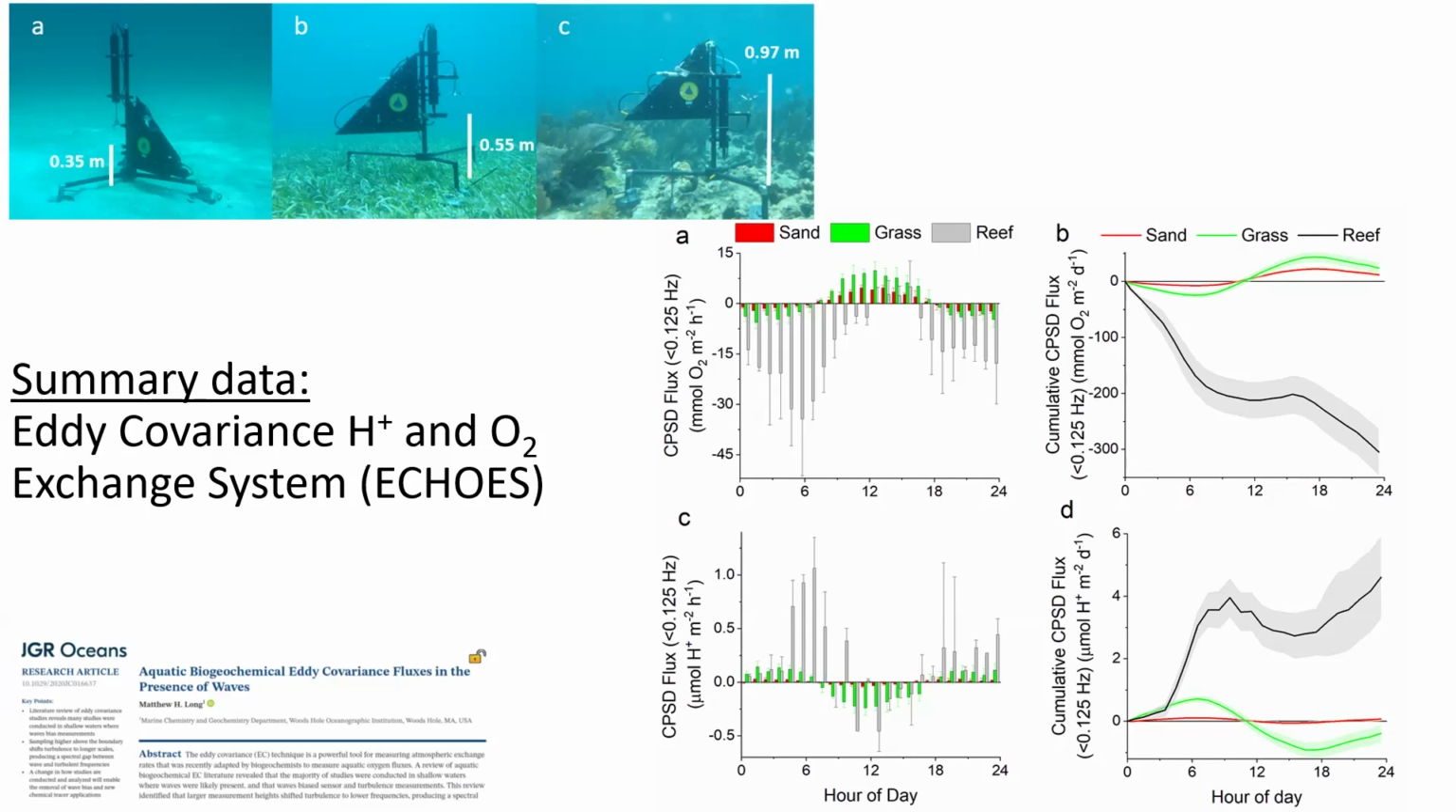And if you look at the hydrogen ion flux, it's kind of the same story here, right? So the seagrass bed in green is a sink for hydrogen ions, right? Makes sense given what we know about carbon storage there. The sand environment's an interesting one.